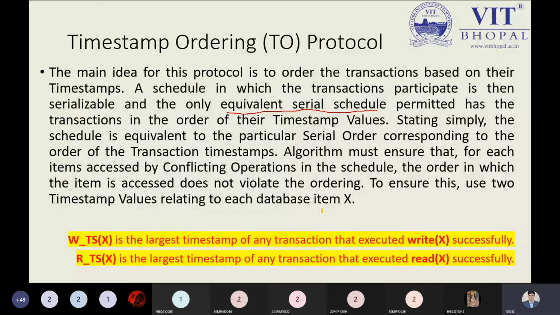The point I need to highlight here is that the algorithm must ensure that for each data item accessed by conflicting operations in the schedule, the order in which the item is accessed does not violate the timestamp ordering. If it is conflicting, then we have to change its order by swapping. But if it's changing, it should not violate the order. If it violates the order, the timestamp ordering will not hold. Conflicting operations may occur here, and the algorithm will decide everything.